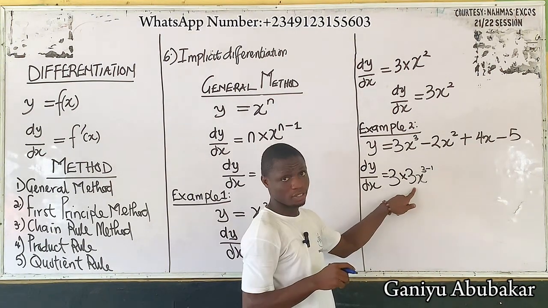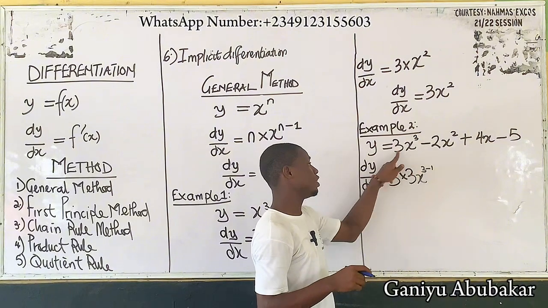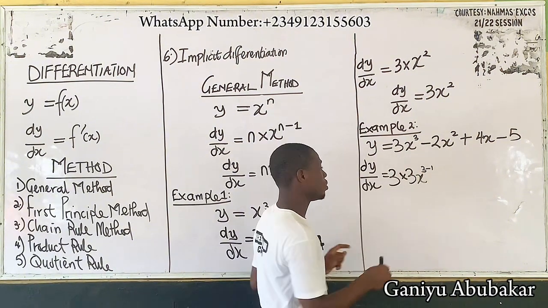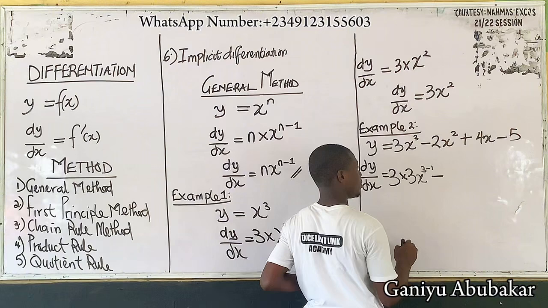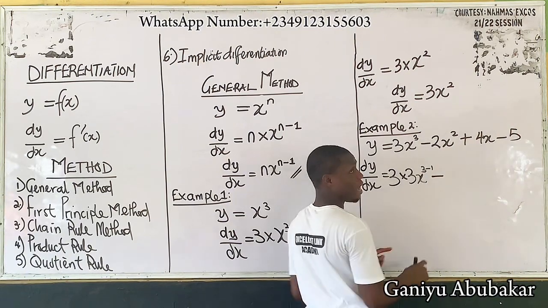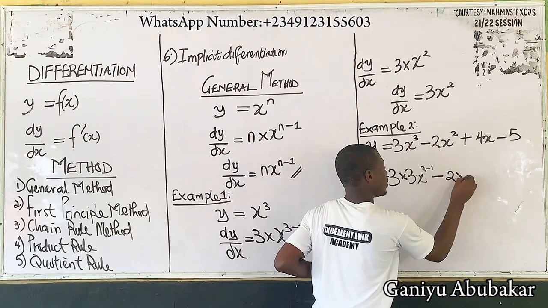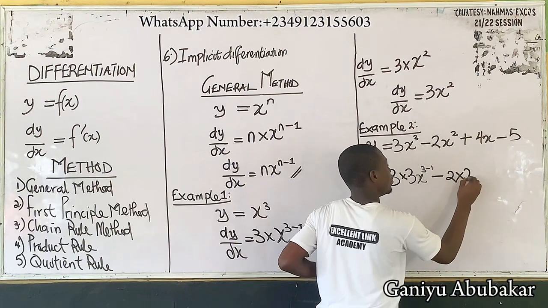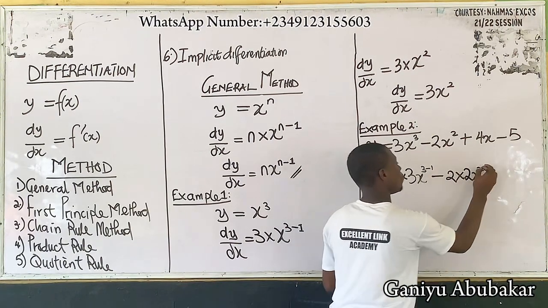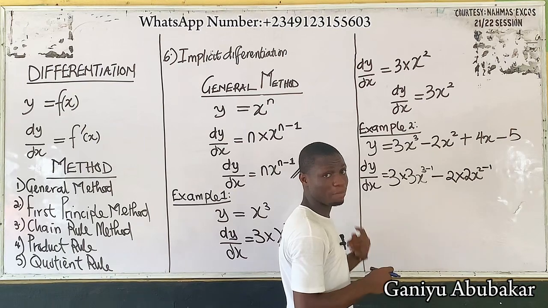So I'm done evaluating 3x cubed. Move to the next one. I have a minus sign. What's the power here? The power there is 2, so it becomes 2 times the 2 of 2x squared. We said subtract 1 from the power, as established earlier.